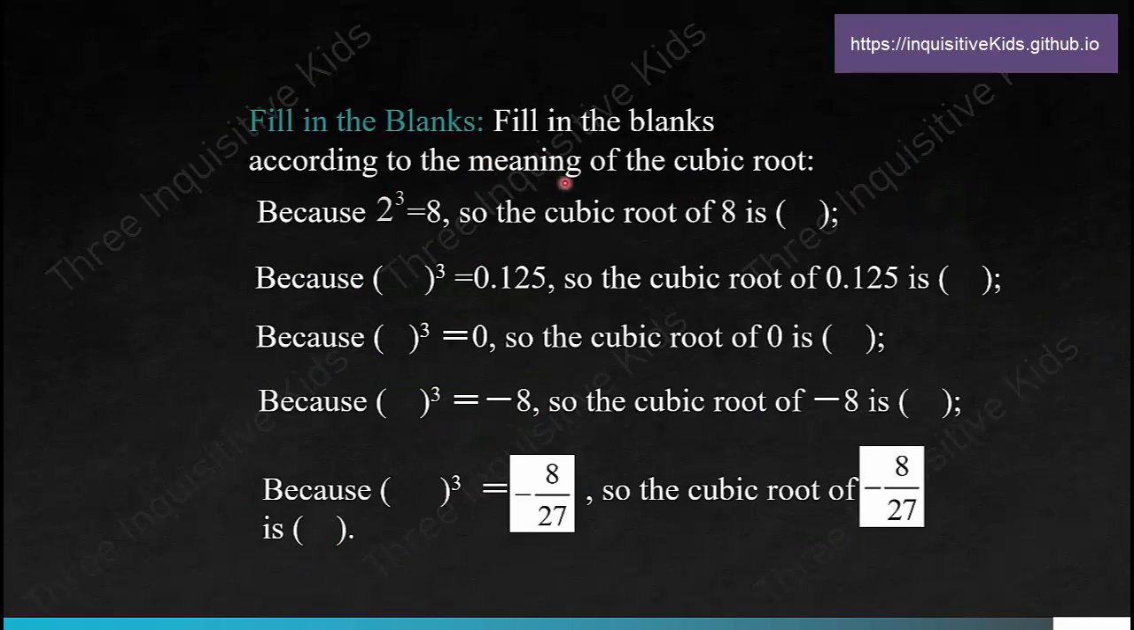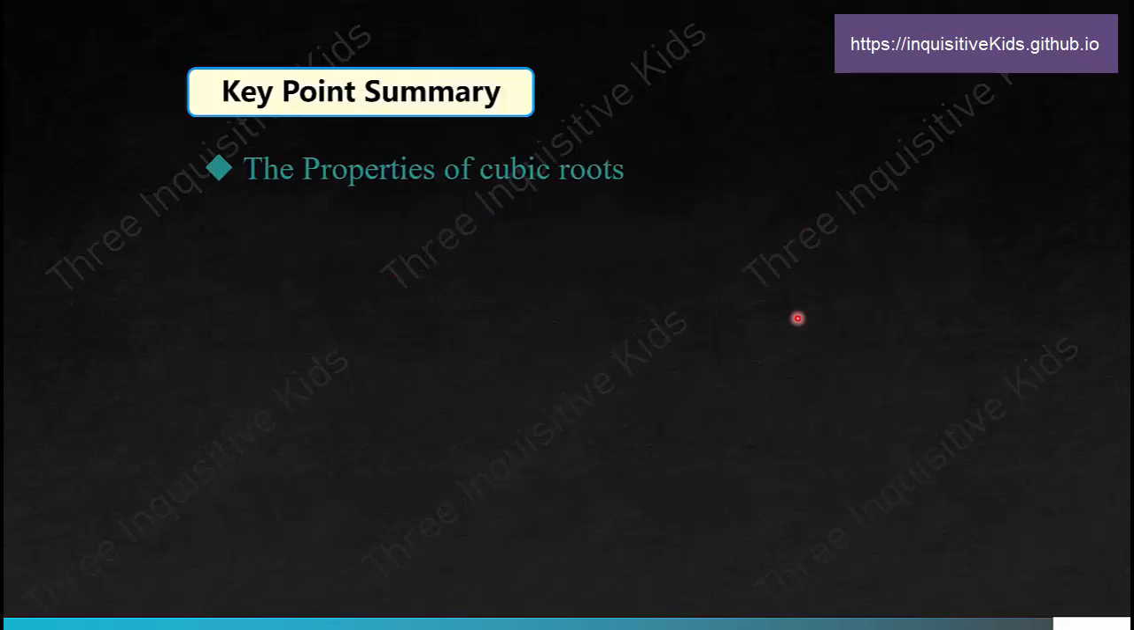So fill in the blanks according to the meaning of the cube root. Because 2 cubed is equal to 8, the cubic root of 8 is 2. And the following goes like this. So 1/2 would be 1/2 as well. If something cubed is equal to 0, well, that something would be 0. Negative 2 cubed is equal to negative 8, so the cubic root of negative 8 is negative 2. Because negative 2/3 cubed is equal to negative 8 over 27, the cubic root of negative 8 over 27 is negative 2 over 3. So here's a key point summary from that practice.